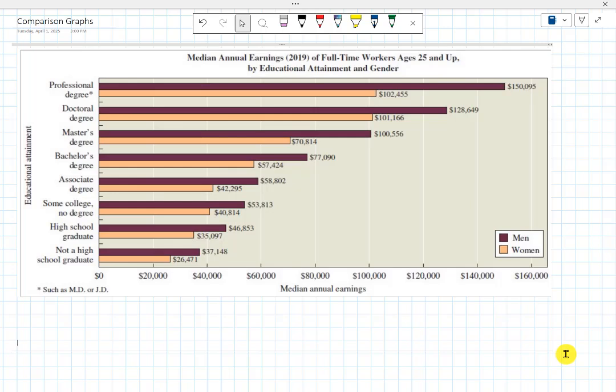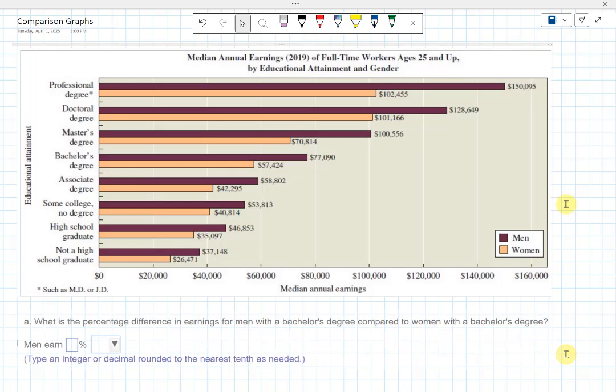I'm going to pull up a few of the homework problems to give you an idea of what they're expecting you to be able to do. They're going to have you looking at graphs and determining information from them, but different graphs will have different ways that you do that. The first question asks, what's the percentage of difference in earnings for men with a bachelor's degree compared to women with a bachelor's degree? So let's take a look and see.